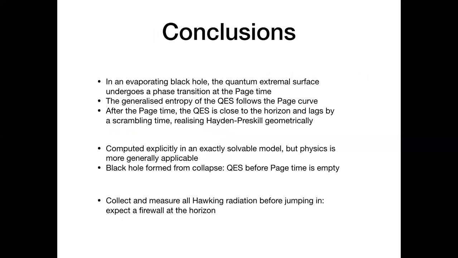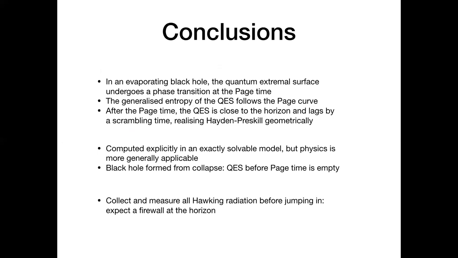Okay, so let me just wrap up. We looked at quantum extremal surfaces in the context of an evaporating black hole, and we discovered that there's a phase transition at the Page time, and this phase transition allows the generalized entropy to follow the Page curve and reproduce the von Neumann entropy expected from a unitary evaporation of a black hole. And also we found that the location of the quantum extremal surface gave us a geometric realization of the Hayden-Preskill protocol. And we did everything in a nice model where we could solve everything exactly.